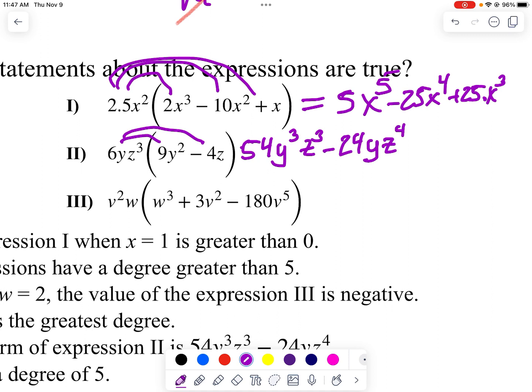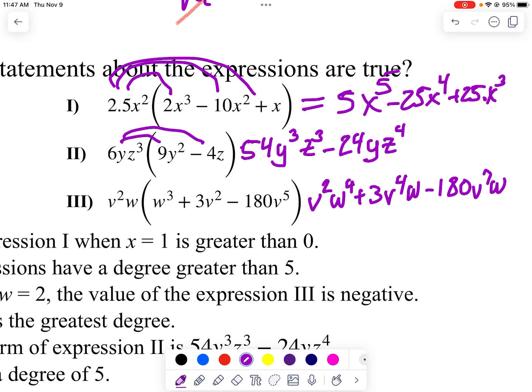And on part 3, we're just going to multiply v squared w, so I'll get v squared. I have 1 w and 3 w's makes w to the fourth, plus 3v to the fourth, and then w, because don't do anything with that w, minus 180 v to the seventh, and then w.